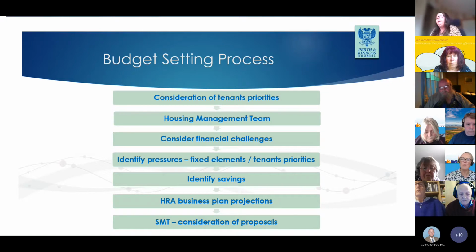This is then considered by the housing management team alongside service pressures that have been identified, and it's used to develop the housing revenue account spending priorities for the next 5 years. We consider the impacts of the pressures and savings against the housing revenue account business plan to assess both the short and long-term impacts and ensure the ongoing financial health of the service. These proposals are then considered by our senior management team before being presented to you today.